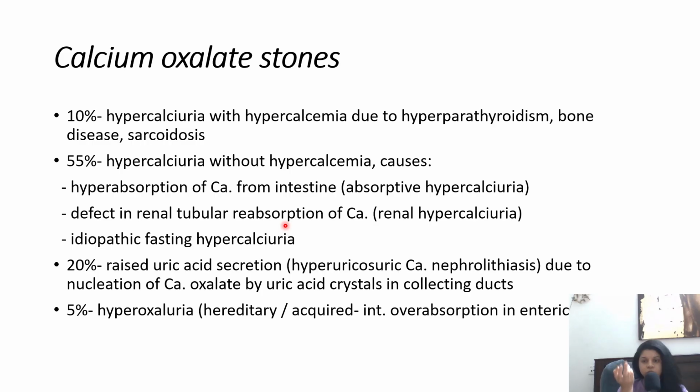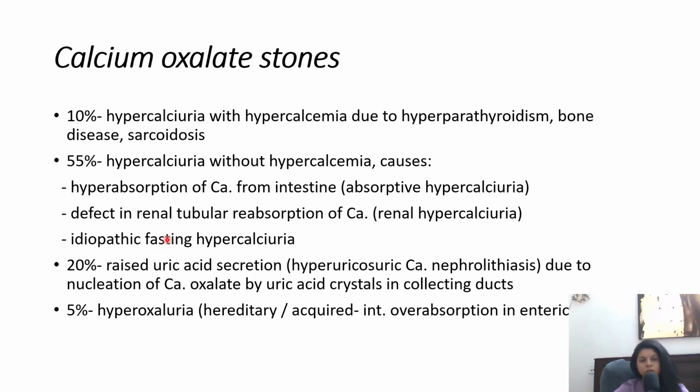Okay, so if the intestine absorbs more calcium, it will pass more calcium through the urine, because the body will take only how much it requires. And if the kidney is absorbing extra calcium, then that extra calcium also goes through the urine itself. Okay, so when there is an increased amount of calcium absorbed, it passes more through the urine and there is more chance of calcium stone formation.